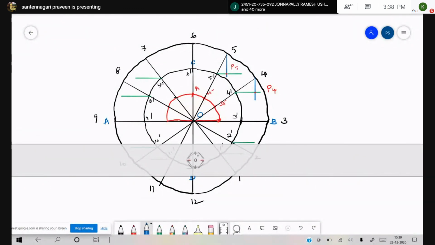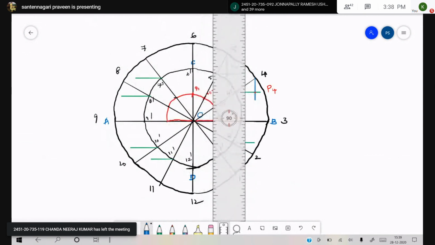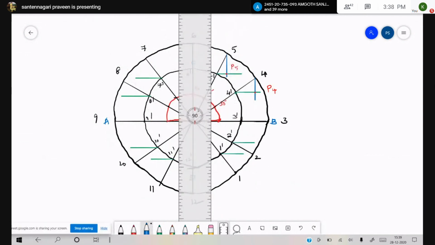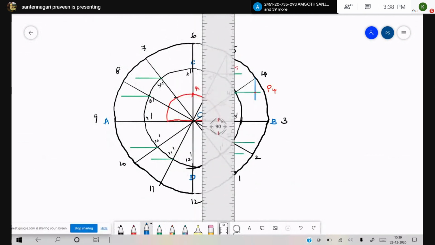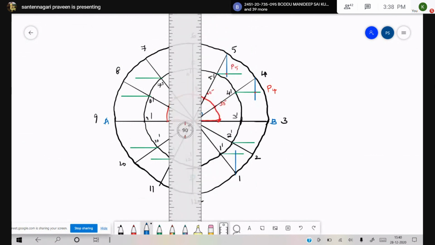Now these lines will be intersected. Where will they intersect? We have taken from 2 dash, 1 dash. To intersect from 1 dash, we have to drop it from 1, on the top side. Here what we have done, we have dropped it from top to bottom. Here from bottom to top we have to drop it.